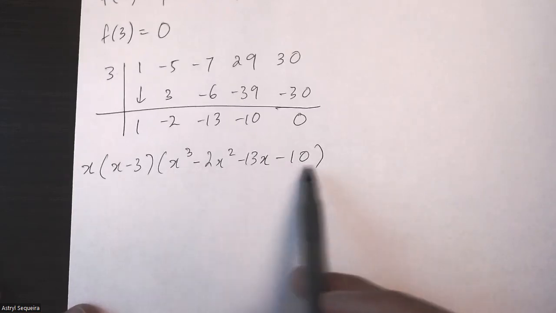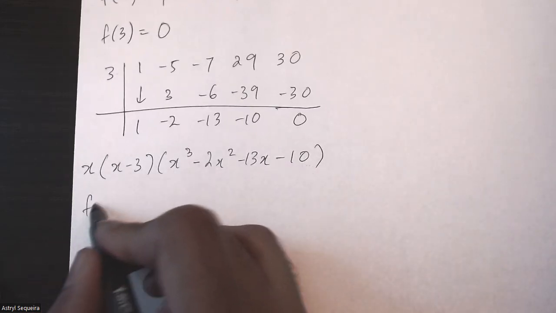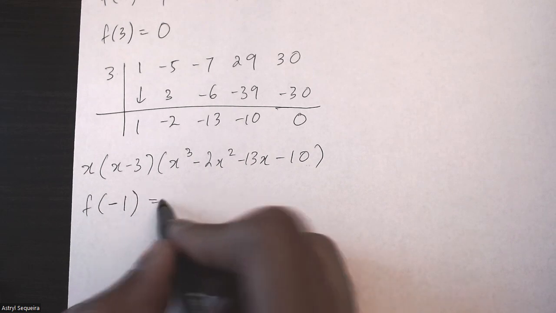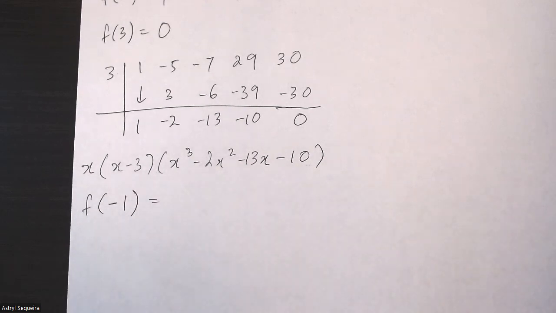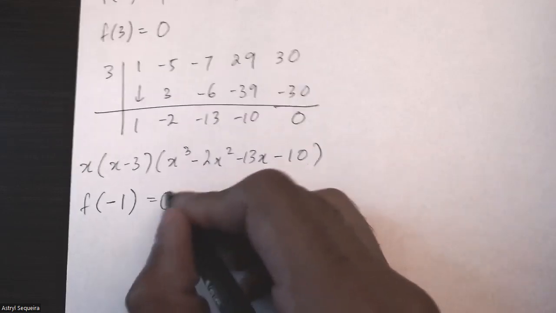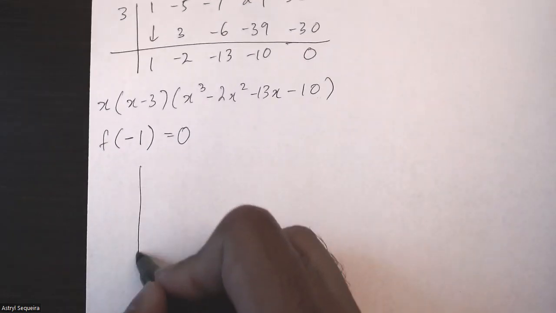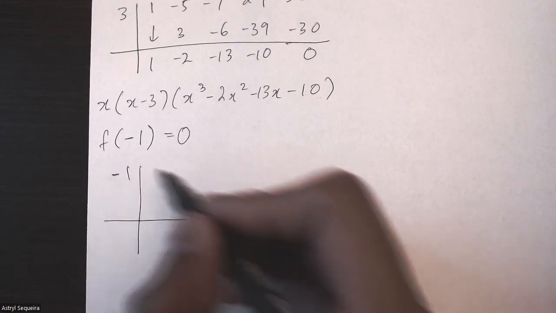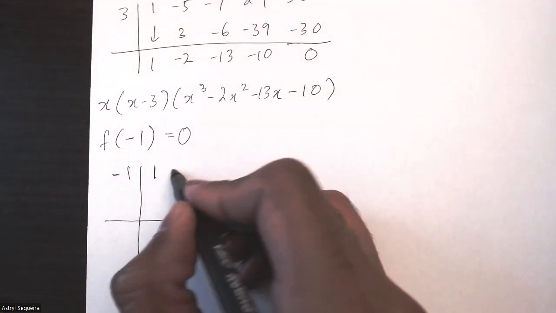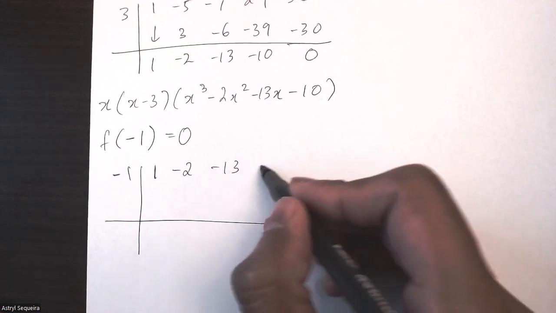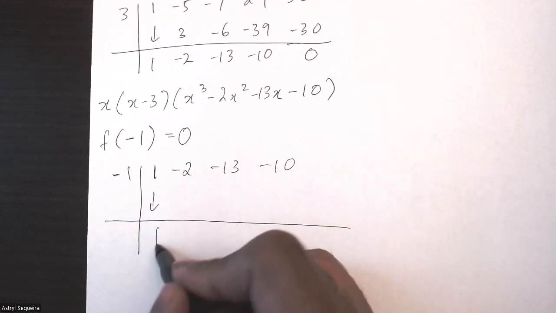I want to test out these values as well. So now I'll do negative numbers because I tried the positive ones. So let's start with -1 in this equation. So -1 to the power of 3 minus 2 times -1 squared minus 13 times -1 minus 10 is 0. So just need one calculation there. -1, 1, -2, -13, -10. Let's do a synthetic.